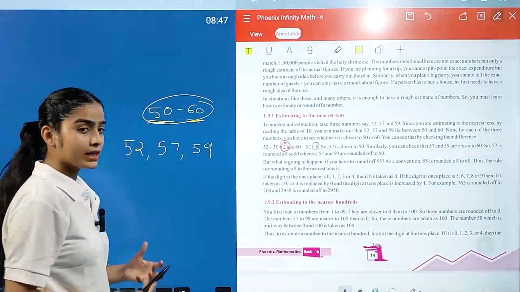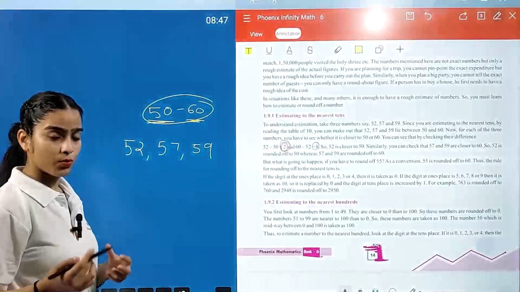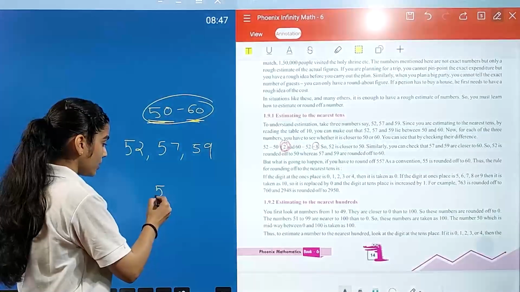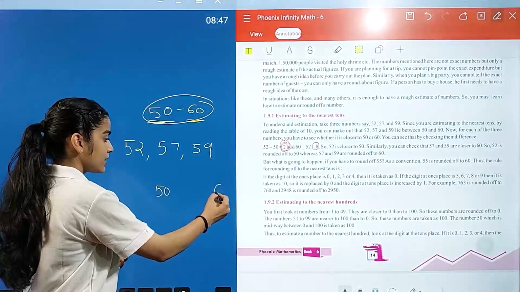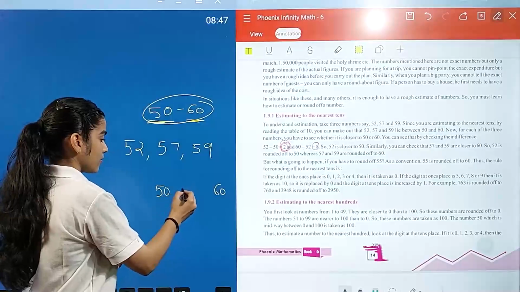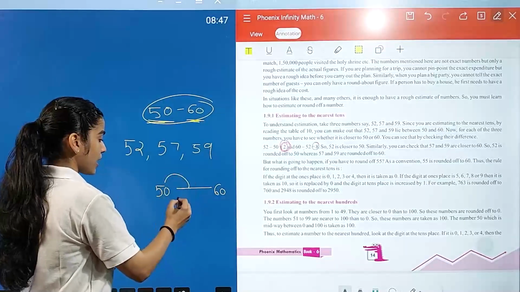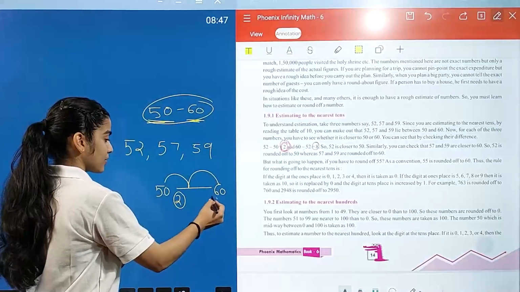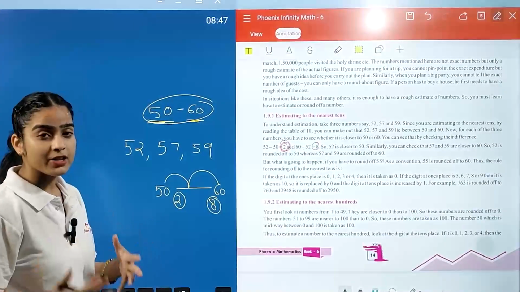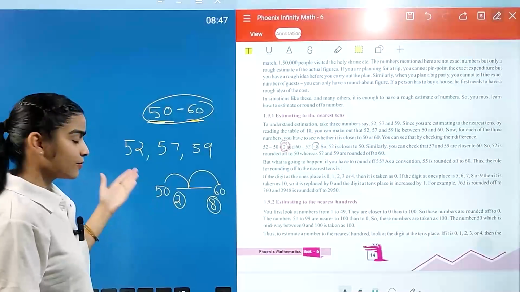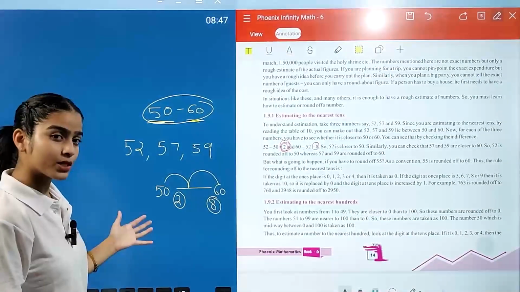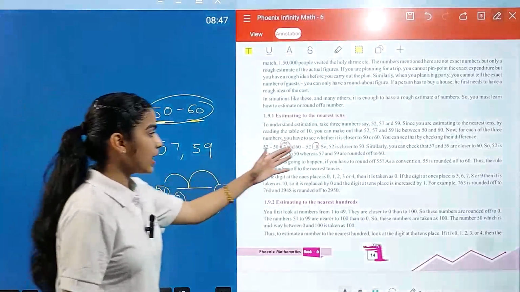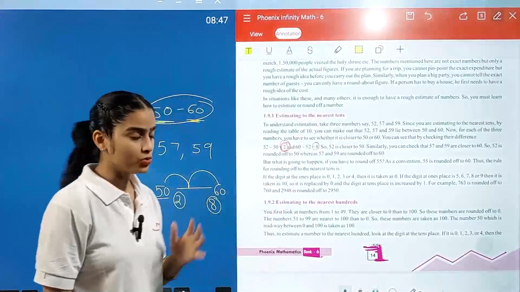For example, you want to buy a chocolate, and there are two shops, 50 and 60. For this shop, you just have to take 2 steps, and for this shop you have to take 8 steps. And you have a very high craving, so where do you want to go? Obviously where you have to take fewer steps. That's why 50 is the nearest to 52, and 57 and 59 are closer to 60.